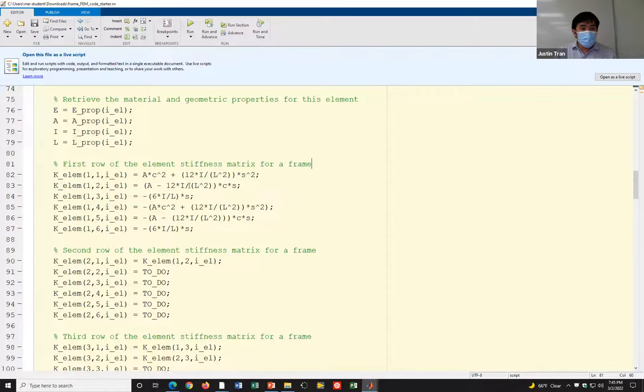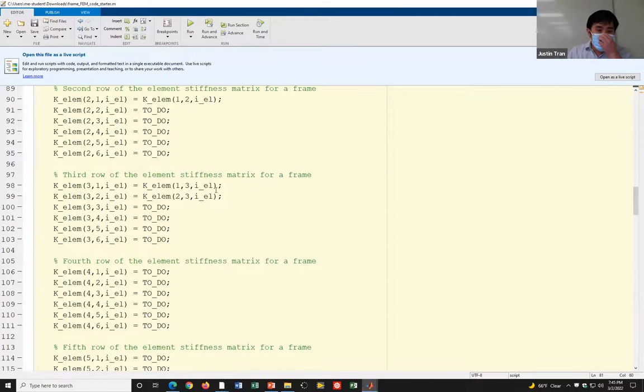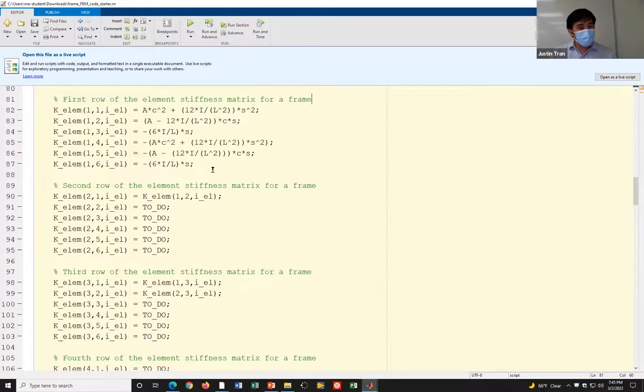Okay, so you can see how I did the first row here. Now you can do the other rows. Go ahead and start with the second row, and fill in the entries for the second row, okay? But ignore this first line right here.